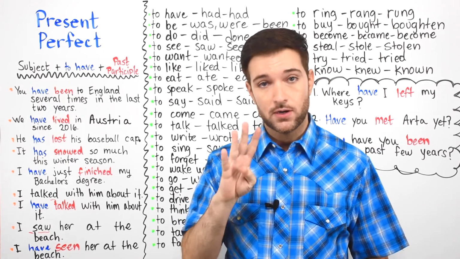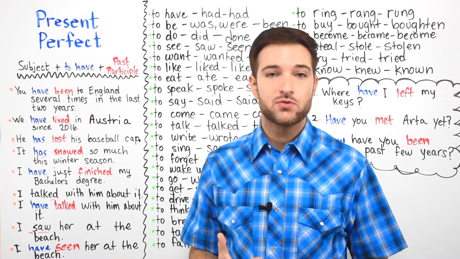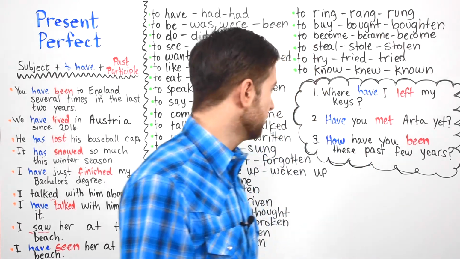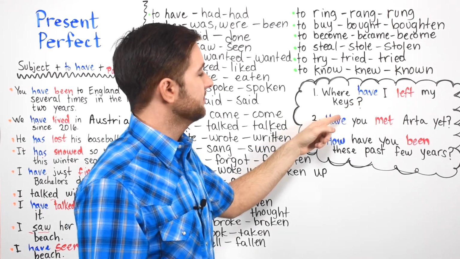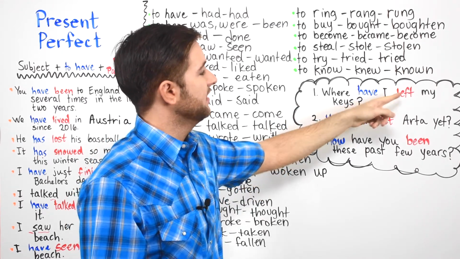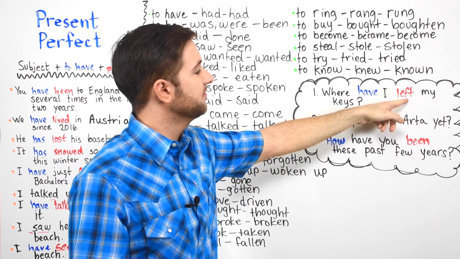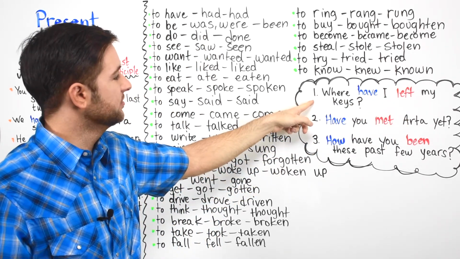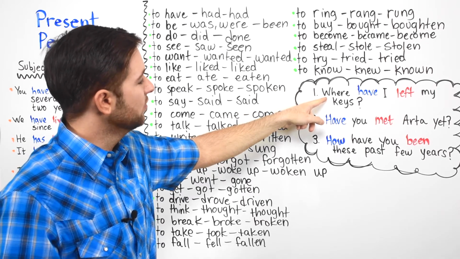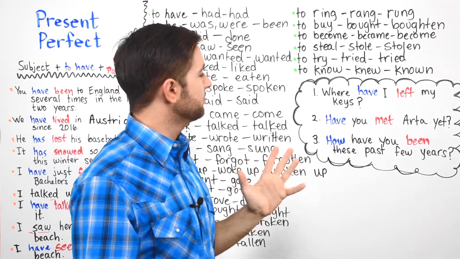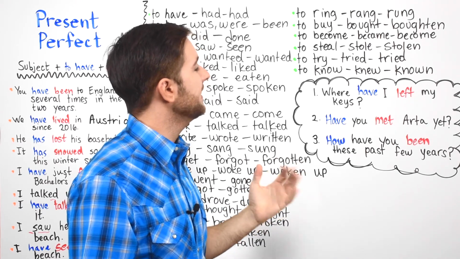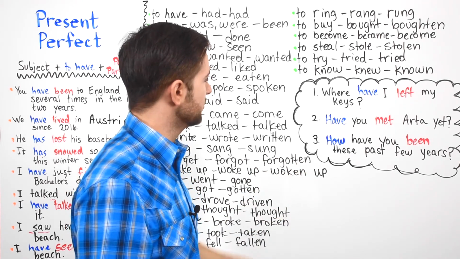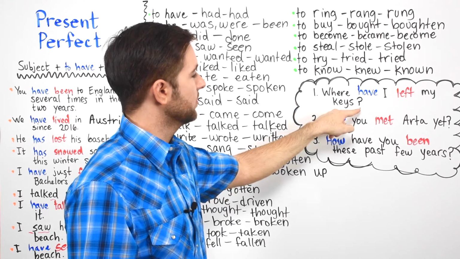And then finally, 4, we also use it sometimes when making questions, okay? So for example, number 1, where have I left my keys? So you see how we have and then we have the past participle of left? Okay, you can ask a question using it. Remember, where, we have the 5 W's plus how. Okay, who, what, when, where, why, and how. So whenever you see where in the beginning, you know it's a question.